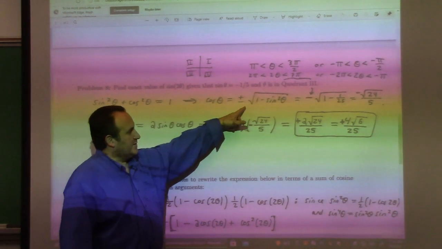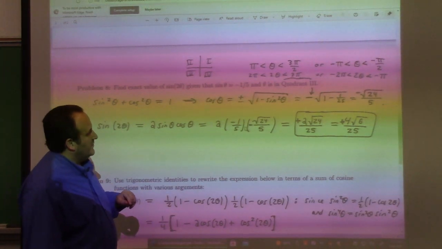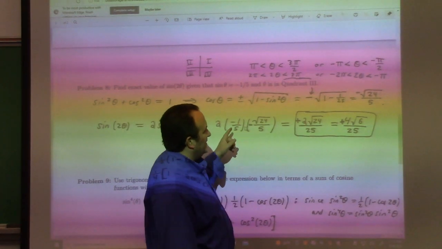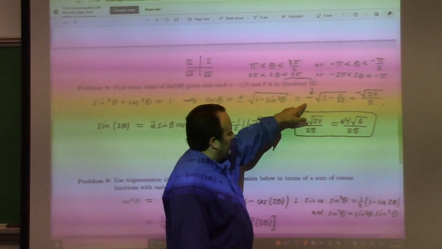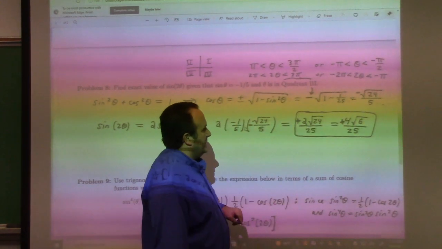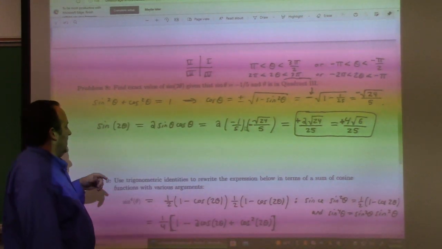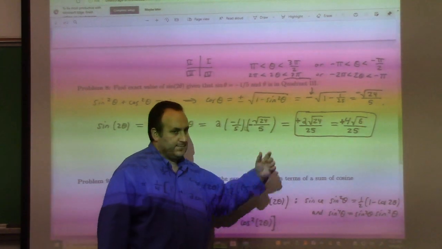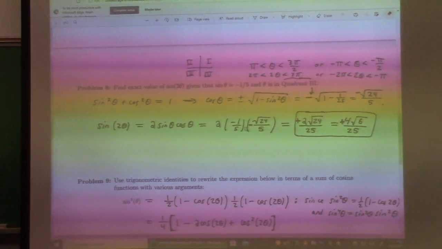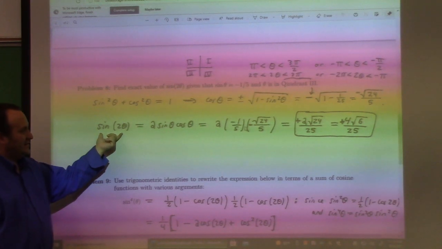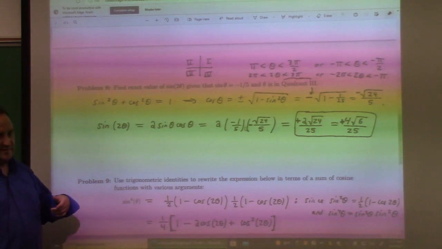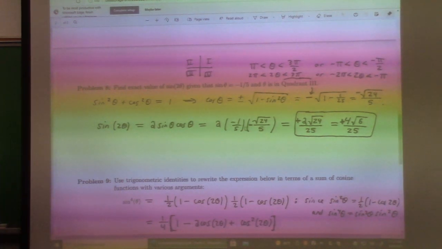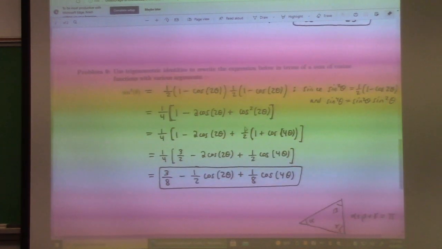Anyway, so solve for cosine. I get cosine is plus or minus the square root of 1 minus sine squared. But because we're in quadrant 3, I know that cosine is negative. So I take minus the square root of 24 over 25, which is the square root of 24 over 5, with a minus out front. Then I can put it together, and voila. Again, using the sine 2 theta identity. This is very unfortunate. I should have made this one the cosine 2 theta identity or something. The last problem was cosine 2 theta, so I'm overemphasizing the sine 2 theta identity, but my bad.